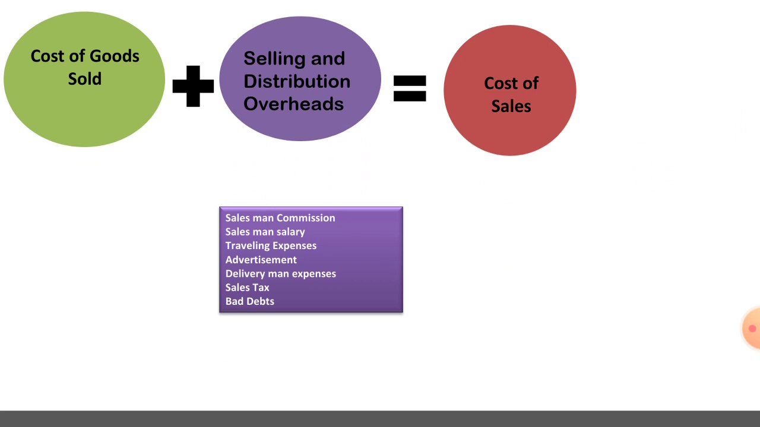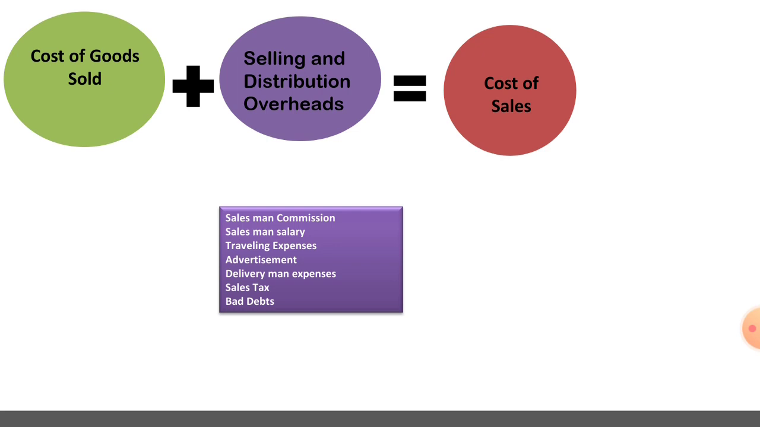For example, any product or service requires promotion. So the selling expenses like salesman commission, salesman salary, traveling expenses, advertisement, these are the expenses which are incurred for promoting a particular product to make it sellable in the market, as well as the product has to move from the godown to the market. For that purpose some delivery expenses can be incurred. For example, delivery van expenses, sales tax, then bad debt. These are a few examples of distribution expenses.